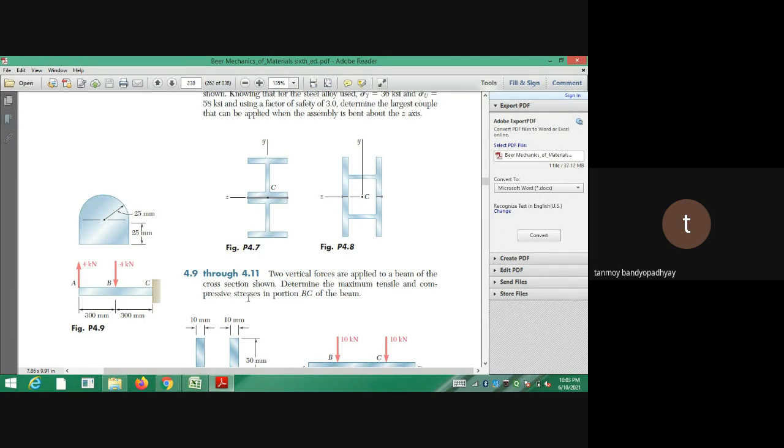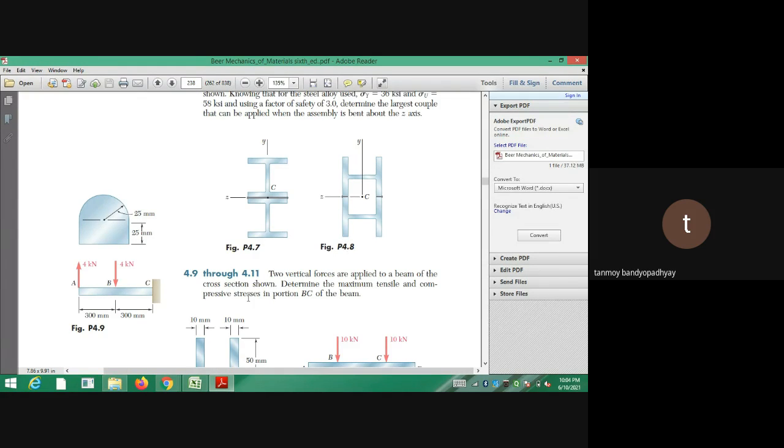They have asked you to find the maximum tensile and compressive stresses that are developed in the portion BC of the beam. I have applied the pure bending equation there in the last solution I gave you. You may ask me, sir, why are you applying the pure bending equation here? The forces acting here are actually shear forces. If you consider the cross section of the beam, the forces are shearing the element. The forces are parallel to the cross section. If you see the 4 kilonewton force, that is parallel to the cross section. So there are shearing forces present.